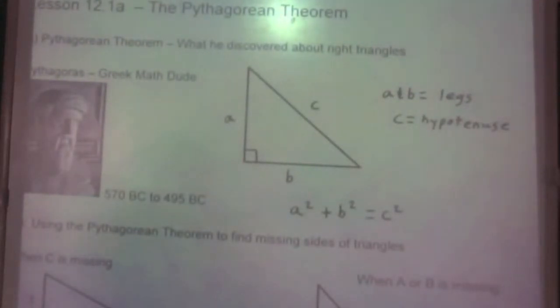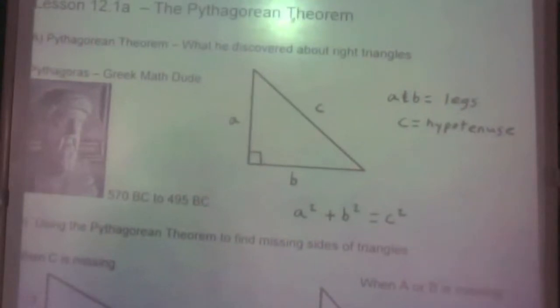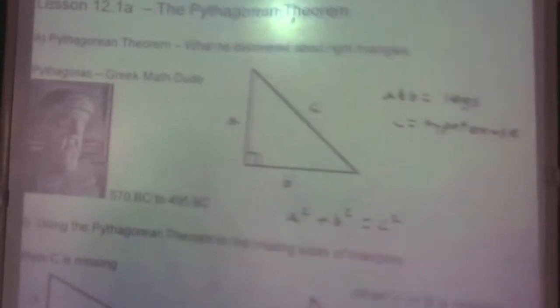We're going to use this when we do some algebra, like we're going to do down here in part B. When we don't know one of the sides of a triangle, we can use this equation that he came up with to help us find out what the missing sides are. All right, so let's check out how this is all going to come together. We're going to move down to part B.